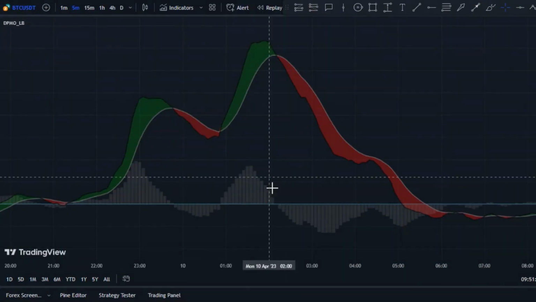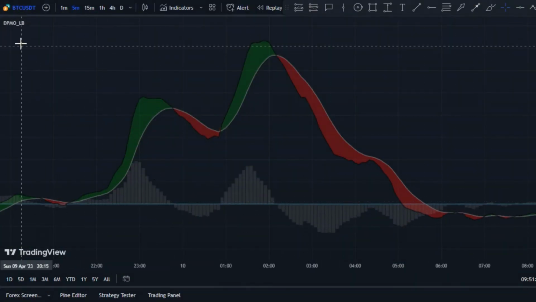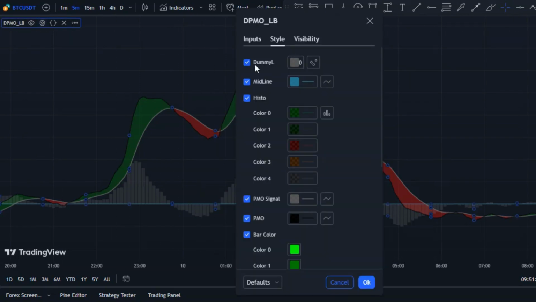So now in the DPMO oscillator style settings, we're turning off everything except midline and histogram. This cleans up the chart so we can focus on reading those signals.